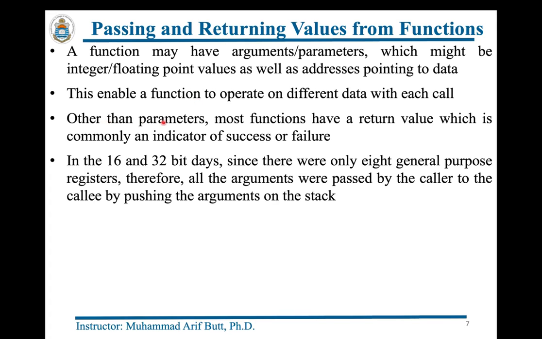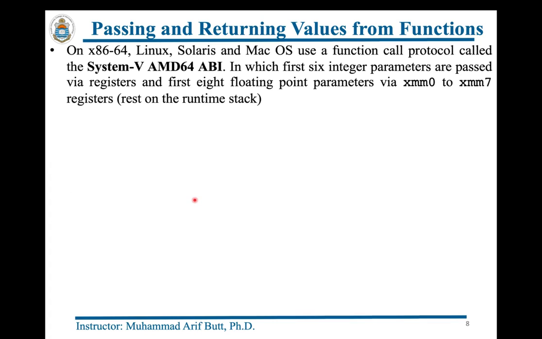Dear students, other than parameters, most functions have a return value, which is commonly an indicator of success or failure. In the 16 and 32-bit days, since there were only 8 general purpose registers, all the arguments were passed by the caller to the callee by pushing the arguments on the stack. On x86-64, Linux, Solaris and Mac OS use a function call protocol called System V AMD64 ABI, Application Binary Interface, in which first 6 integer parameters are passed via registers and first 8 floating point parameters via XMM0 to XMM7 registers, and the remaining on the runtime stack.